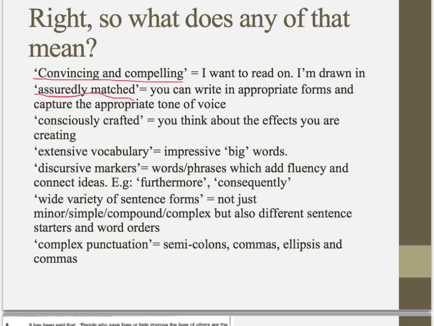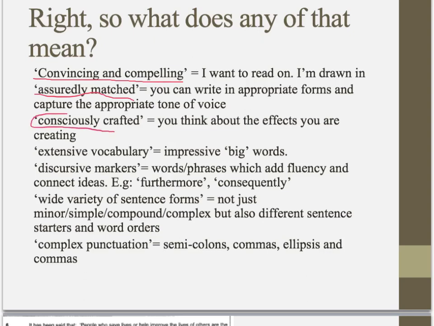But also, they want to see that you're assuredly matched. So this is when they're talking about purpose, audience and forms. And really this means you can write in appropriate forms. So you can write like an article or a radio script or a speech, and you can capture an appropriate tone of voice for that form, for that audience, for that purpose.